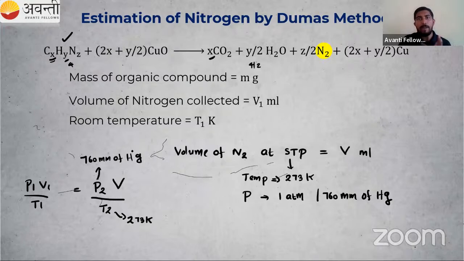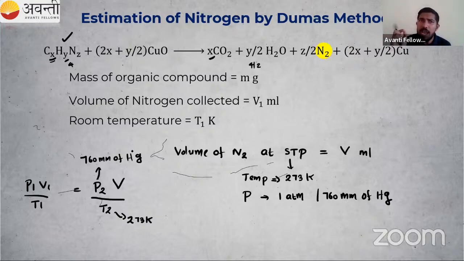Then what about P1? P1 is found using the apparatus, that setup. Then V1, the volume of nitrogen collected in ml, is also found using this experiment. What about T1? T1 is the room temperature. So first of all, what we have to do? Mass of organic compound, that we know. Using the experiment, we can find the volume of nitrogen collected, V1 ml. The experiment is done at room temperature, so T1 is room temperature. In the question, they will give the values. Then we have to calculate the volume of nitrogen at STP, which I'm writing as capital V.